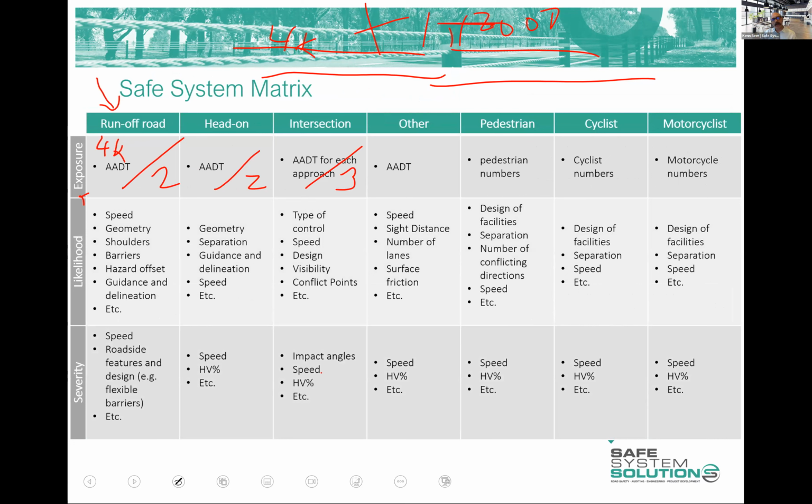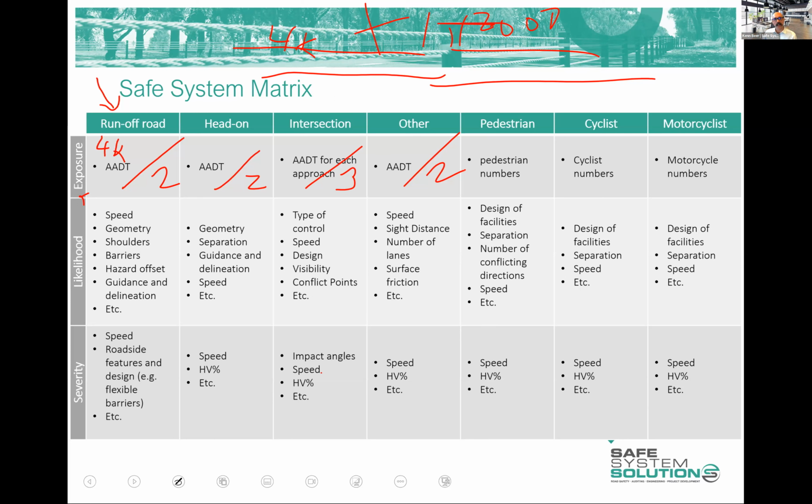Then we're thinking about what crash types, say side swipes and the like. Let's go a 2 there. And then we get to pedestrians. How many pedestrians are crossing at this location? If it's a popular urban area, it's going to be very much a 4 for pedestrians. If it's out in the middle of nowhere, it might be a 1.